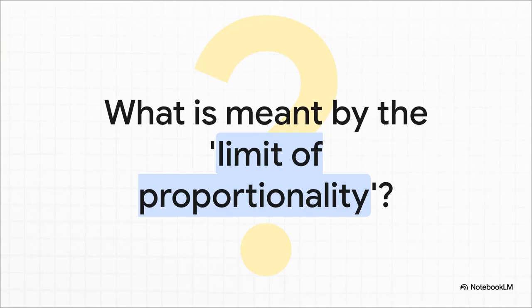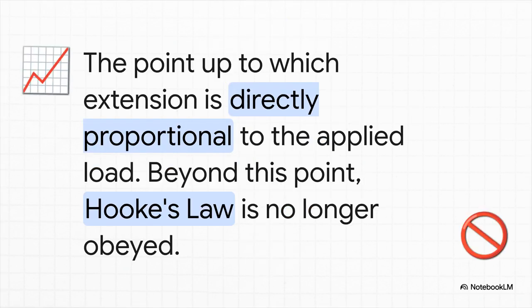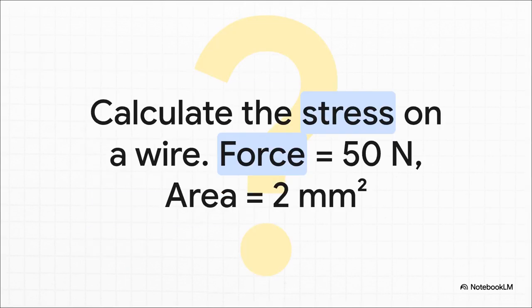What exactly do we mean when we say the limit of proportionality? This is basically the breaking point for that nice, predictable, straight-line relationship. Up to this limit, Hooke's law holds true. You double the force, you double the stretch. But if you push past it, the material stops playing by those simple rules, and things get a lot more complicated.